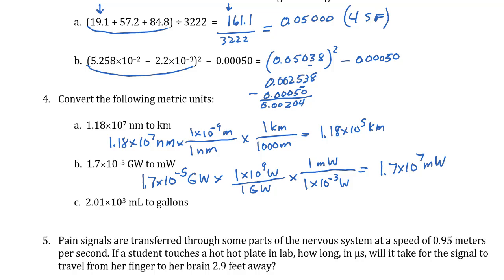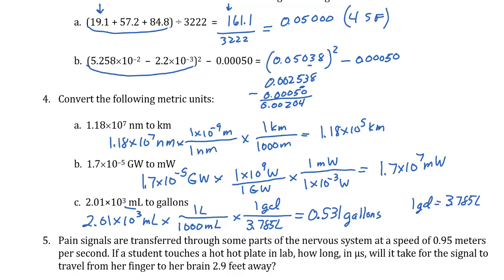For milliliters to gallons, I'll need to look up a conversion from some metric unit to gallons. And I can find in the table in Unit 1 in the lecture notes that 1 gallon is equal to 3.785 liters. So I'll need to use that conversion. I think what I'll do is do milliliters to liters first, and then liters to gallons. So here's the worked out solution.